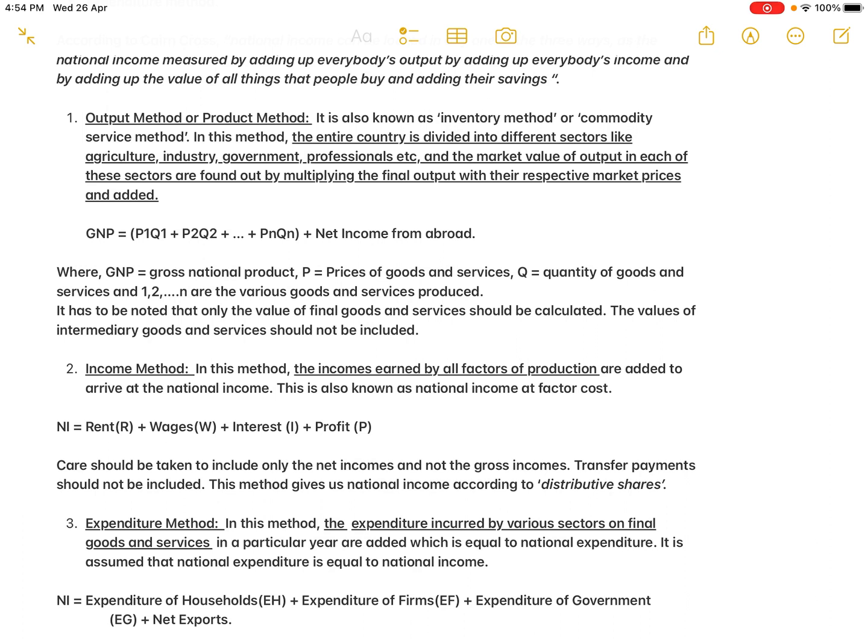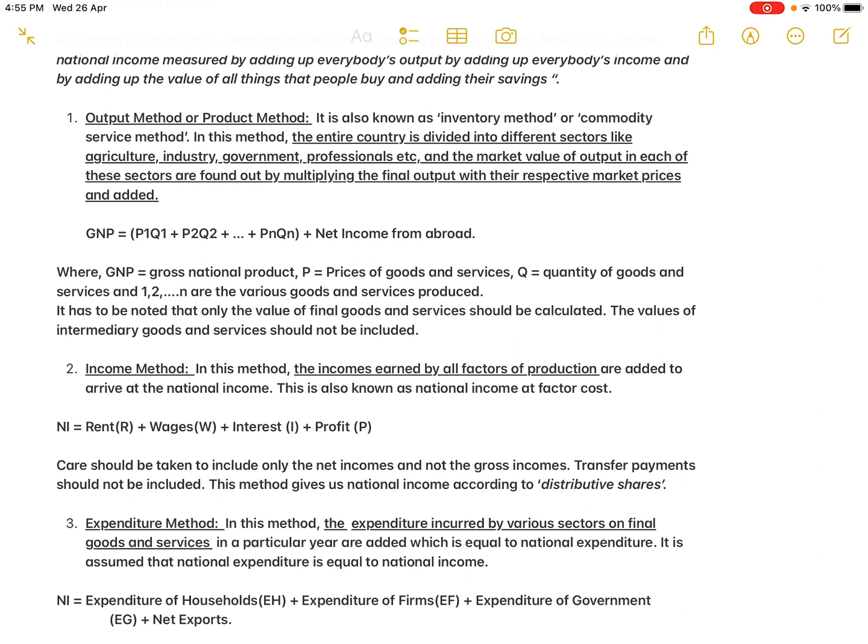On the other hand, if the share of wages in the total national income is lesser than the other three factors, that indicates the national income of that particular country is unevenly distributed. So this is the distributive share, the share of each and every factor income in the total national income. That information can be got from the income method.